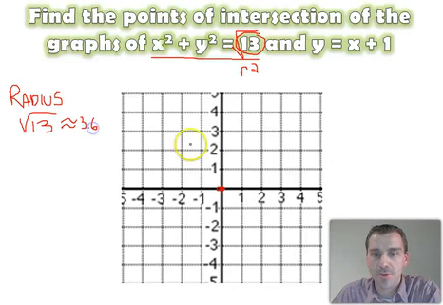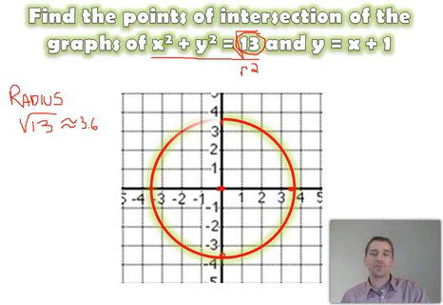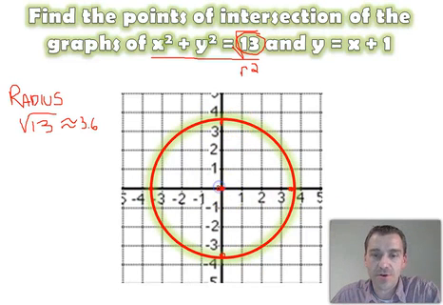So if I put a dot at 3.6 up here, a dot over here at 3.6, one over here at 3.6, and one over here, there are your 4 dots. And if I draw my little circle, there it goes. So there is the circle centered at the origin with a radius that is approximately 3.6 away.